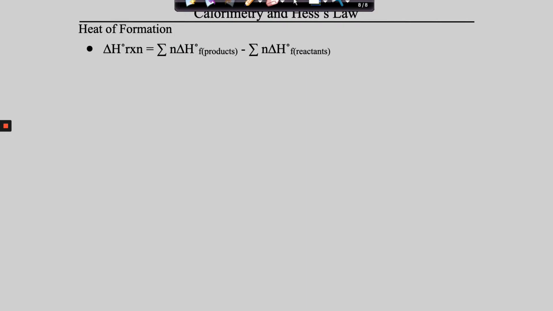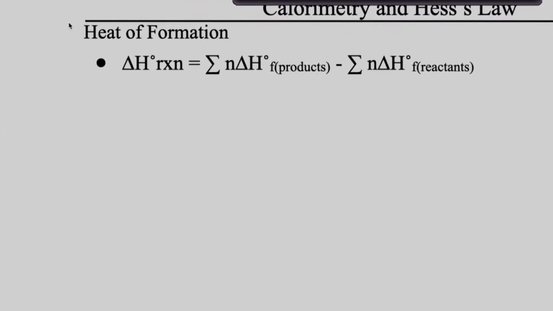Because guys, guess what? That's exactly what this says. Write this down. Delta H naught of the reaction is equal to the sum of n times delta H naught of formation of the products minus the sum of n times the heats of formation of the reactants. This is straight off of your AP equation sheet.